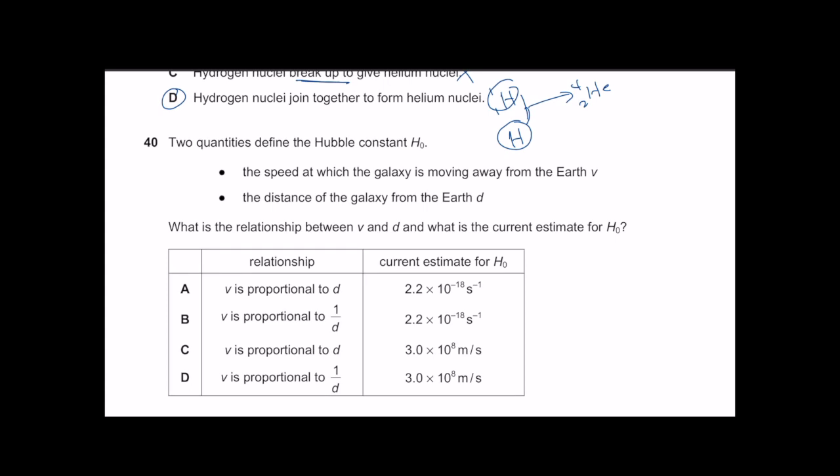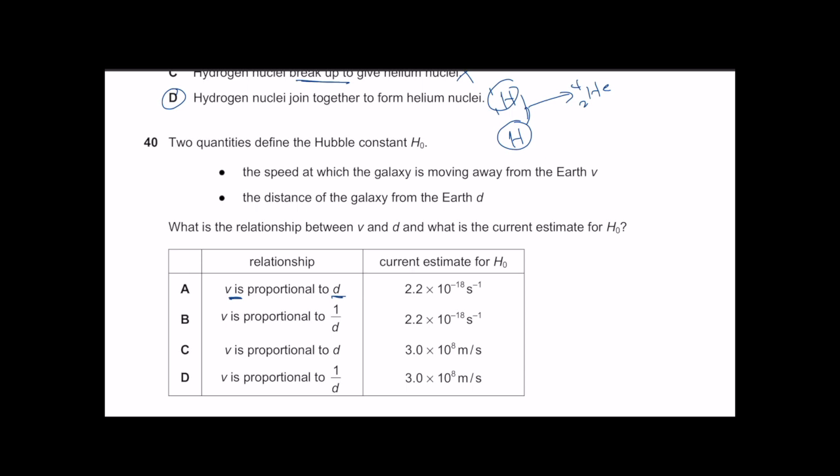The last question in the exam was 40. Two quantities define the Hubble constant, H naught. The speed at which the galaxy is moving away from the Earth is V. The distance of the galaxy from the Earth is D. Let's find out the relationship between them in the law itself. So I'm going to say V is proportional to D. I totally agree with that. If you take a look at the law, it's directly proportional.